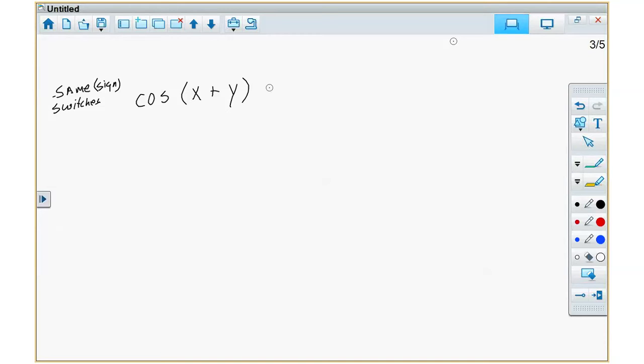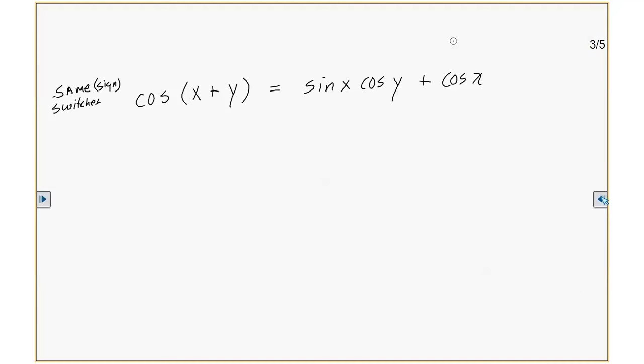So if I wanted to rewrite the sine of x plus y in terms of cosine and sine, then I'm going to do sine x, cosine y, because it switches, plus the sign stays the same, and then you're going to switch it, the cosine of x plus the sine of y.